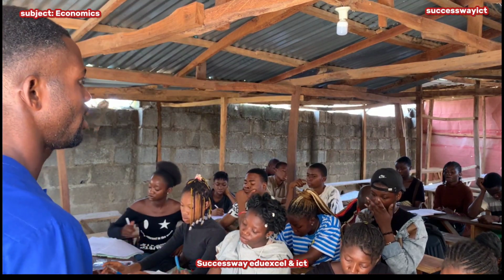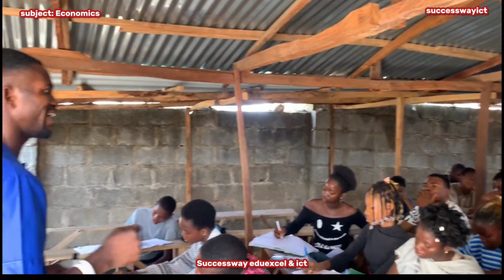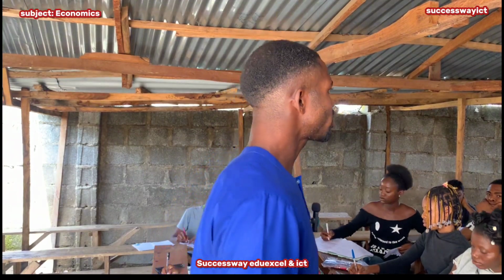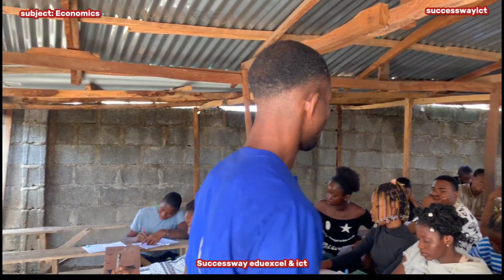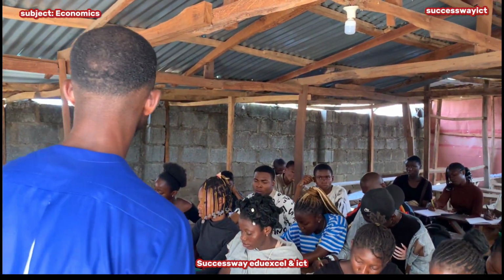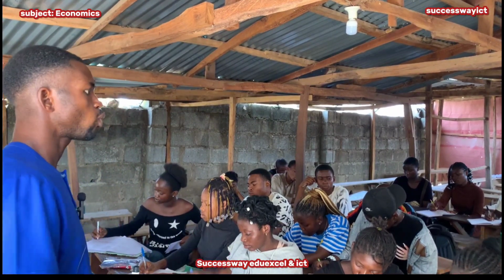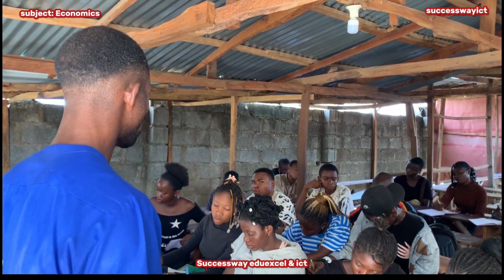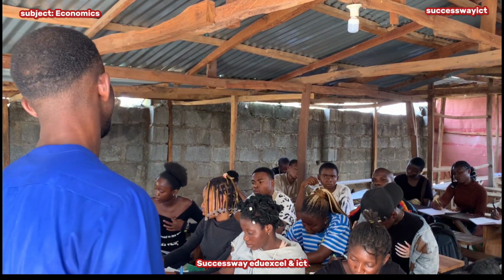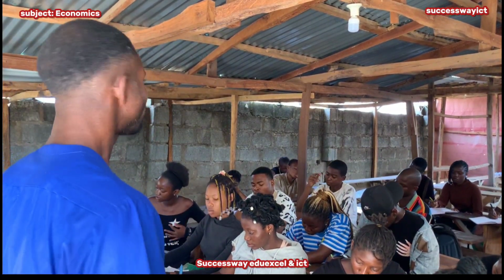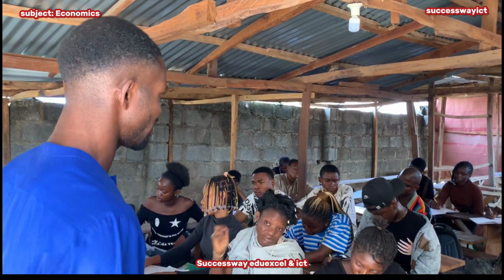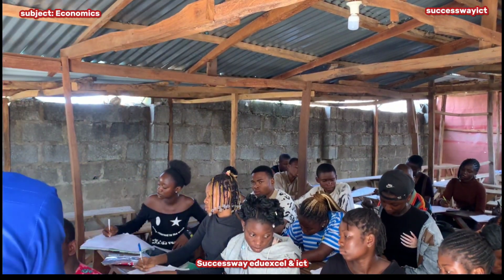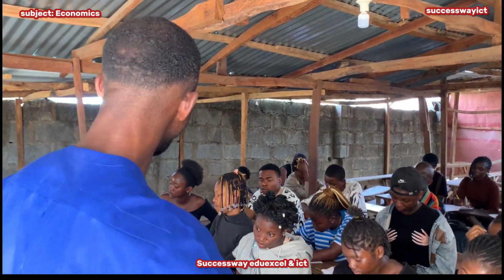The price at which the quantity demanded is equal to quantity supply is called equilibrium price. It's called what? Equilibrium price. The price at which quantity demanded is equal to quantity supply is called equilibrium price. I'll take it again. The price at which quantity demanded is equal to quantity supply is called what? Equilibrium price. Have you written that? Full stop.